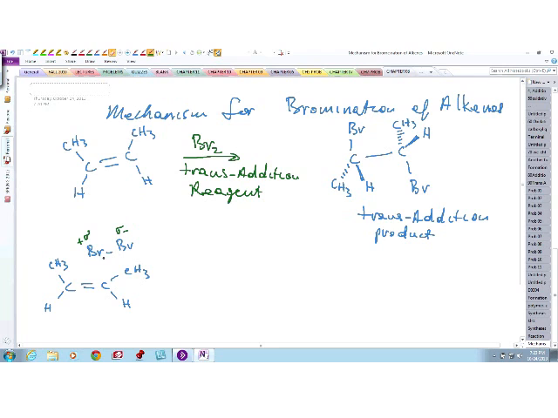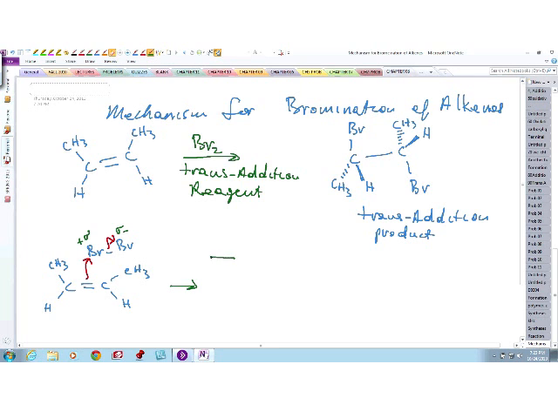And therefore, this bromine will now react as though it is an electrophile, and of course the pi electron reacts as a nucleophile. So you have this attacking this here, right here, and this breaking away.